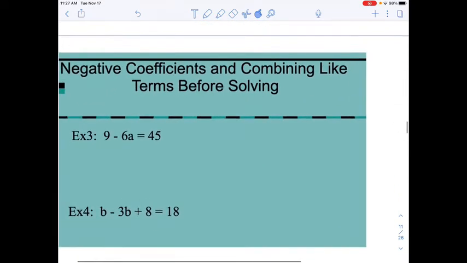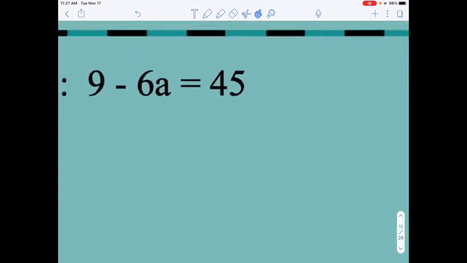All right, negative coefficients and combining like terms before solving. Let's practice these ones. Write it down. 9 minus 6a plus 45. First step, as always, add up. Change this minus to plus negative. Distribute, nope. Combine like terms, can't do.